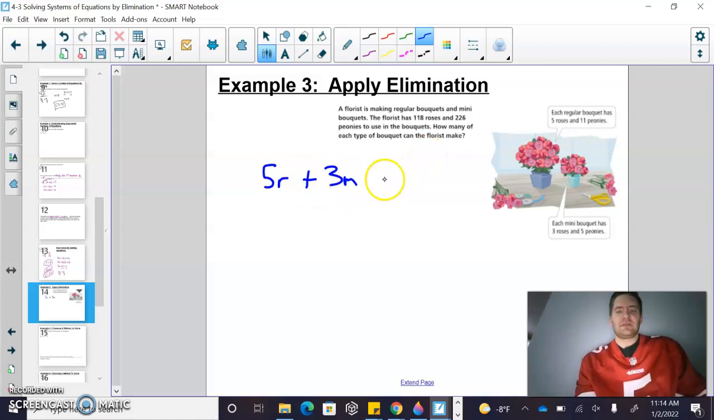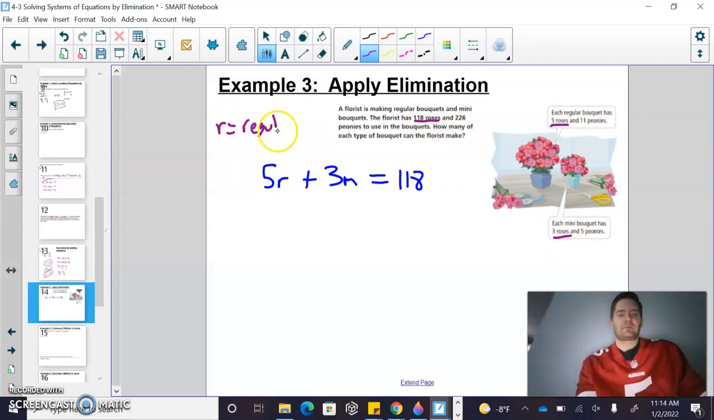And 3 roses in the mini, and only has 118 to use. So this one, we're just looking for the total number of roses, so we have to look in the regular and the mini. So R is regular, and M means mini.